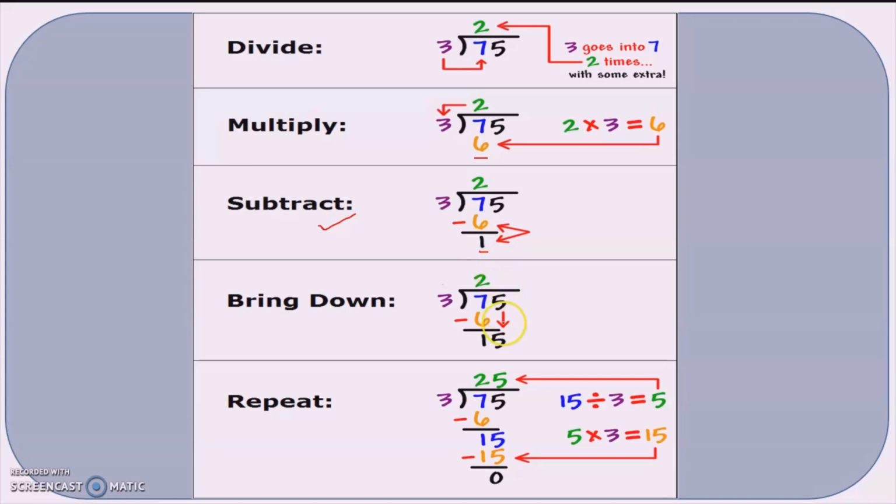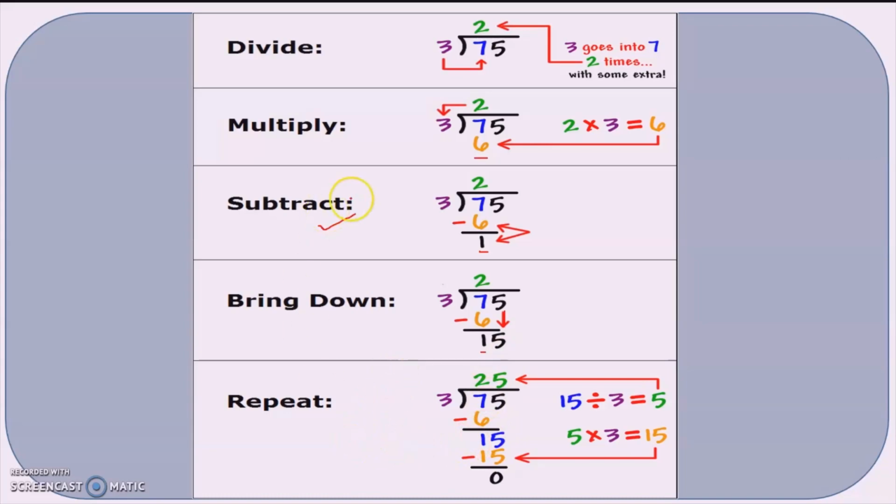When we get 1, we have to see if it is less or more than 3. It is less than 3. So now we have to bring down the other number, that is 5. So we bring down 5 here and we have got 15.